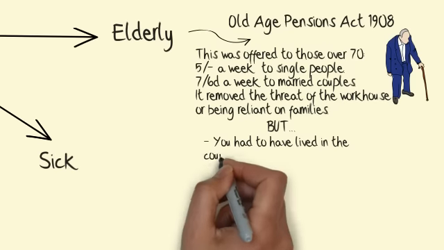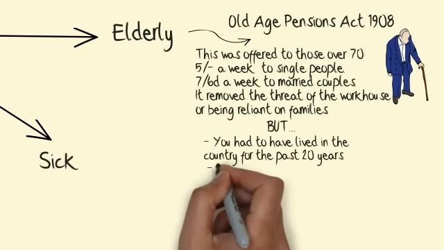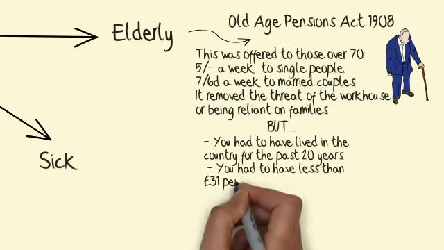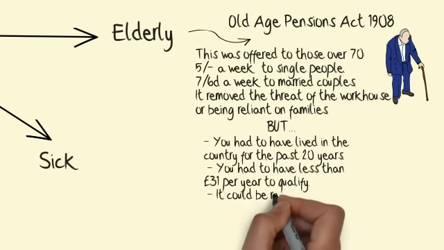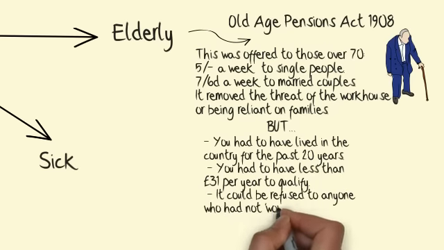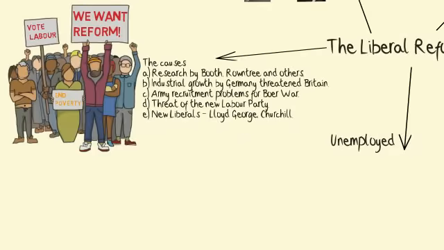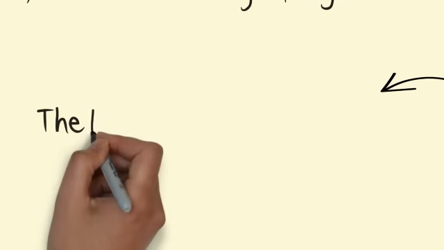But you had to have lived in the country for the past 20 years. You had to have less than £31 a year to qualify, and it could be refused to those who had not worked hard enough in their working lives.